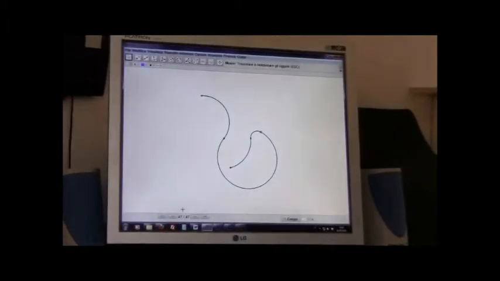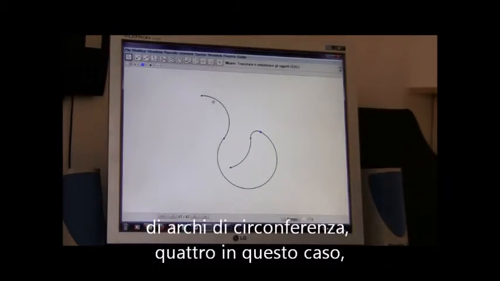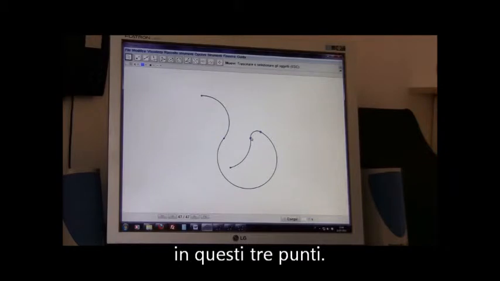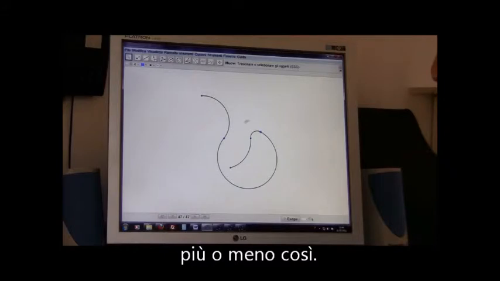So, what do we mean by polycentric curves? This is a polycentric curve in the sense that it is made of a finite number of arcs of circumference. It's 1, 2, 3, and 4, and they're all connected. Each one is connected to the next one in a smooth way. This point, and this point. By smooth, I mean that the two arcs share a common tangent, somewhere around here, I would say.